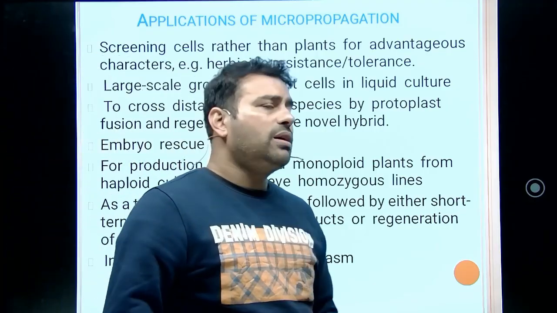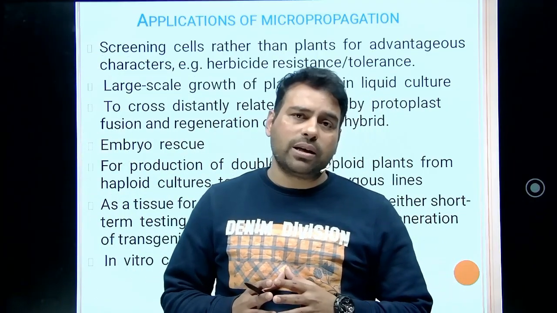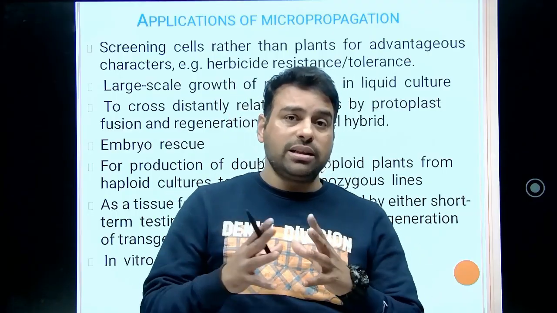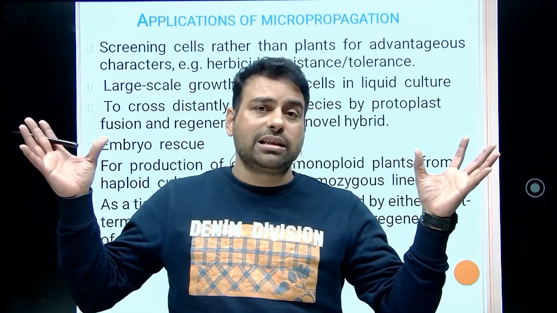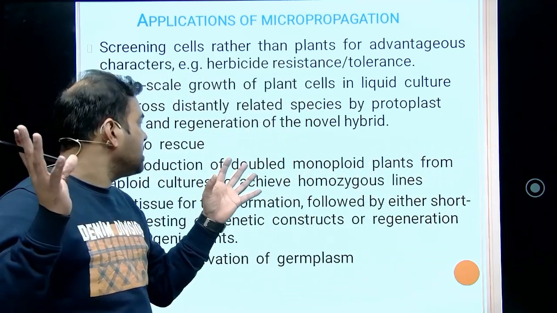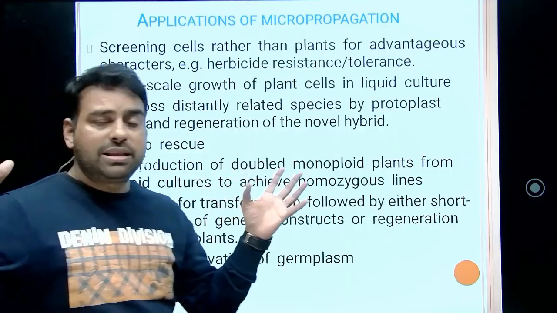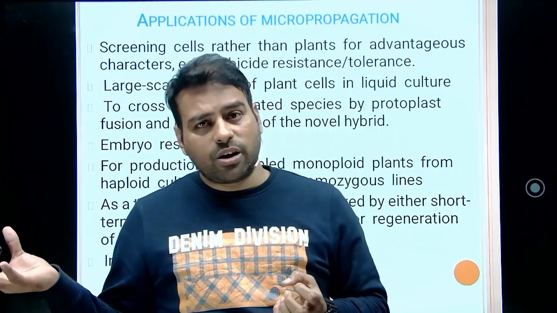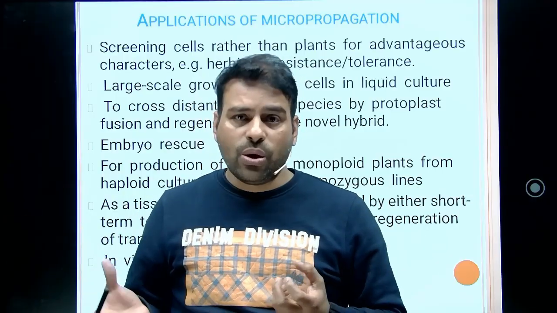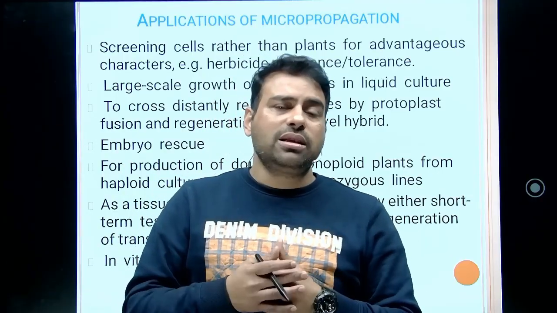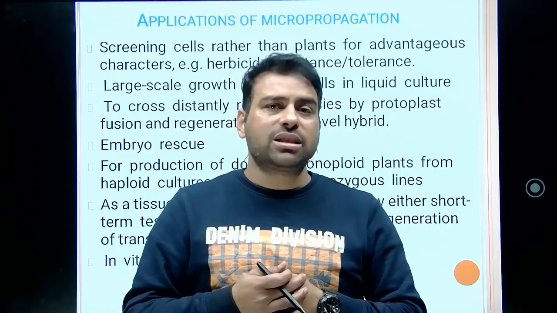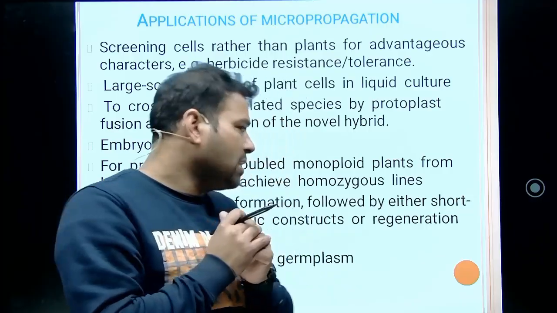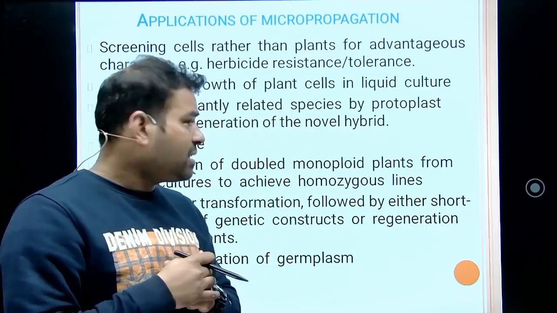So this method, micropropagation, allows us to produce new hybrids by crossing two distantly related species, for example one is barley and one is wheat, or one is chili and one is tomato. We are crossing them and producing something new, hybrids, by fusing the protoplasts of both these species. So this is also possible in this method.